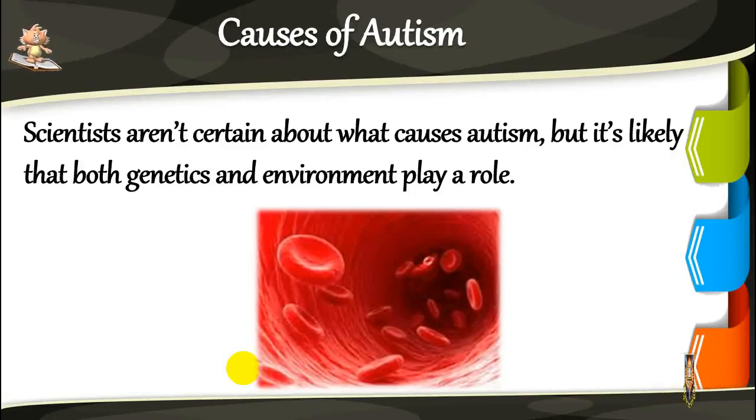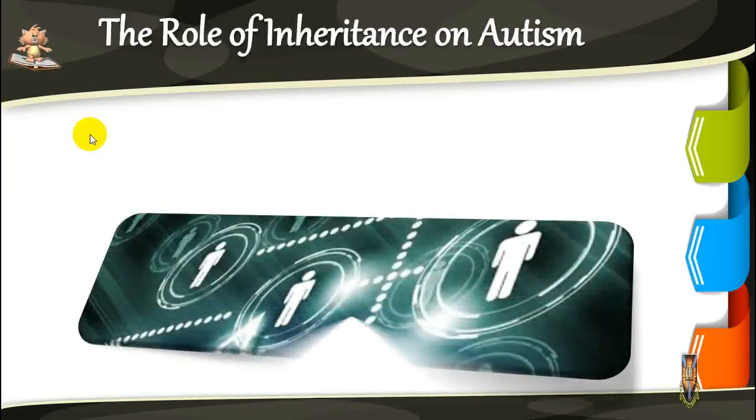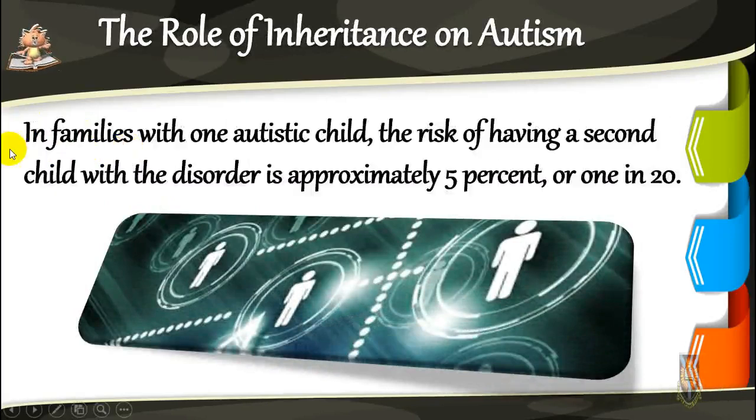The role of inheritance on autism. Recent studies strongly suggest that some people have a genetic predisposition to autism. In families with one autistic child, the risk of having a second child with the disorder is approximately 5%, or 1 in 20. This is greater than the risk for the general population. Researchers are looking for clues about which genes contribute to this increased susceptibility.